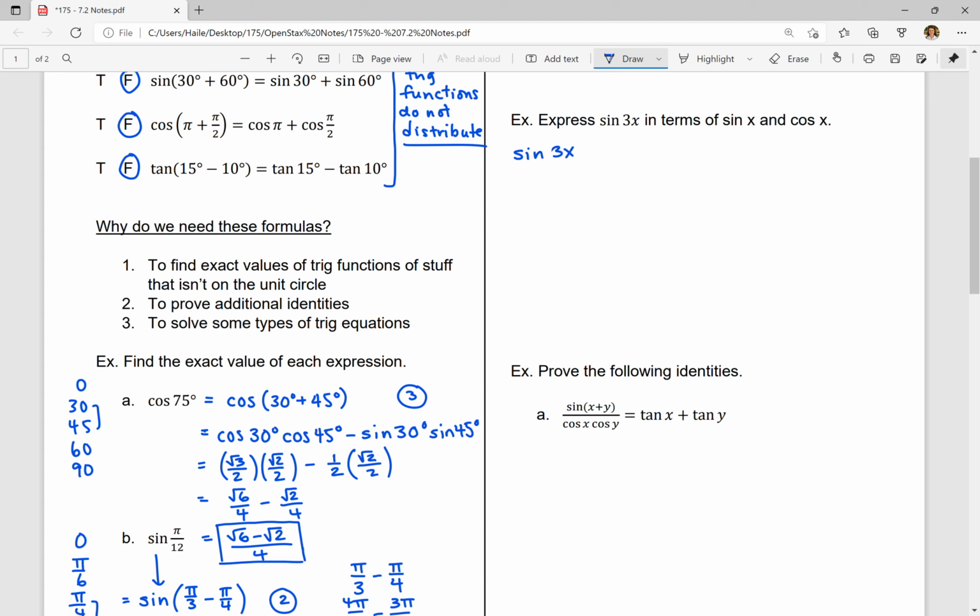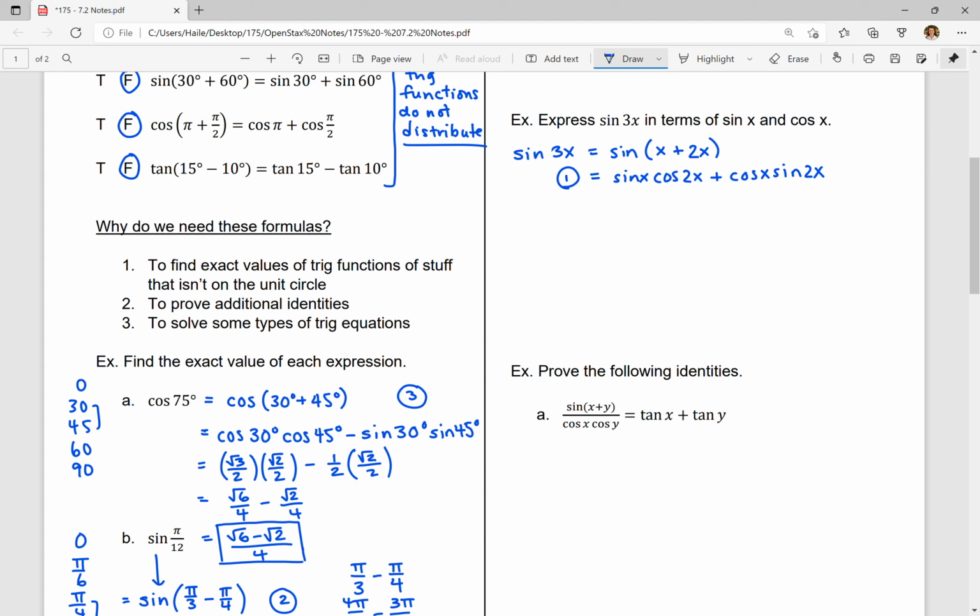And I want to think about how I can split up that 3x into a sum. So my first thought is, well, maybe I could just do x plus 2x. Why not? Now that I've written 3x as a sum, I can expand it using my sine of a sum formula. That's formula 1, and we'll get sine of x cosine of 2x plus cosine of x times sine of 2x.